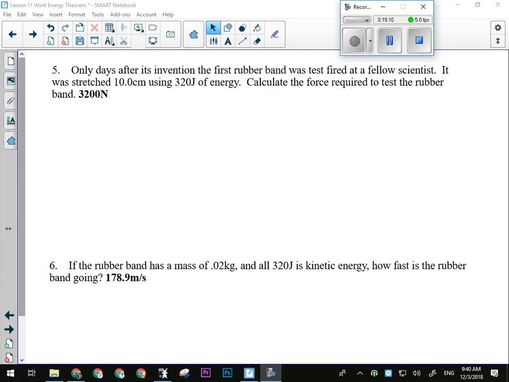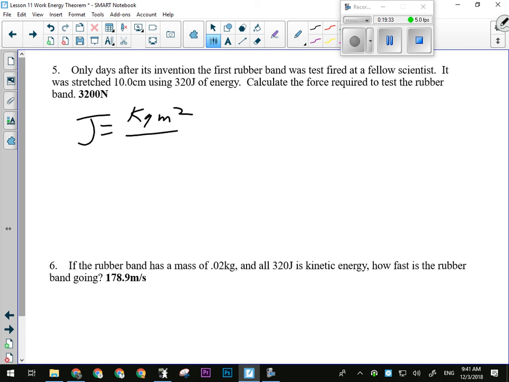Okay, so let's have a look at number 5 and 6 here. In question number 5, we have to calculate the force required to stretch the rubber band. We know it's stretched 10 centimeters, but here's where we have to remember the fundamental units for a joule. A joule is a kilogram meter squared per second squared, which means I can't use centimeters for distance. I have to use meters. If you were getting a number that was different from this by a couple of decimal places, that would be why. So our distance here is 0.1 meters.